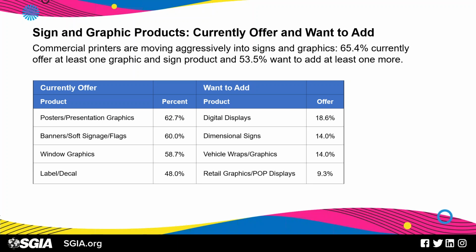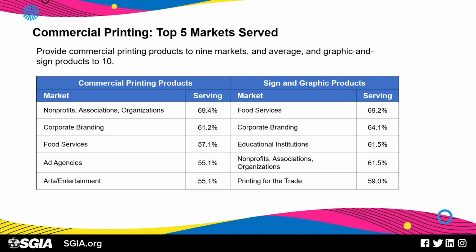Additionally, 53.5% want to add at least one more graphic and sign product. That's greater than the 44.6% who want to add a commercial printing product. So you can see, because of some of the issues in their traditional print markets, commercial printers are participating in printing industry convergence. They're expanding, diversifying, and their top target is, without question, graphic and signs.